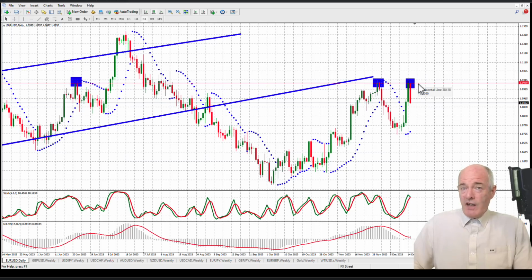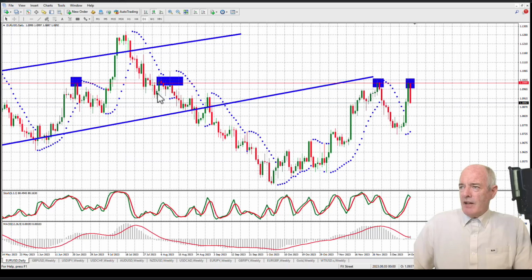And 1.1 is a psychological level. When you see round numbers like 1.1, it's important for two reasons. One, it's psychological to the actual traders and the banks who are trading it, but it's also important to the computers. And you'll see here, and I'm going to explain a little bit about the high frequency trading market. You can see here that 1.1 is an important level. In fact, let's just draw another one here.